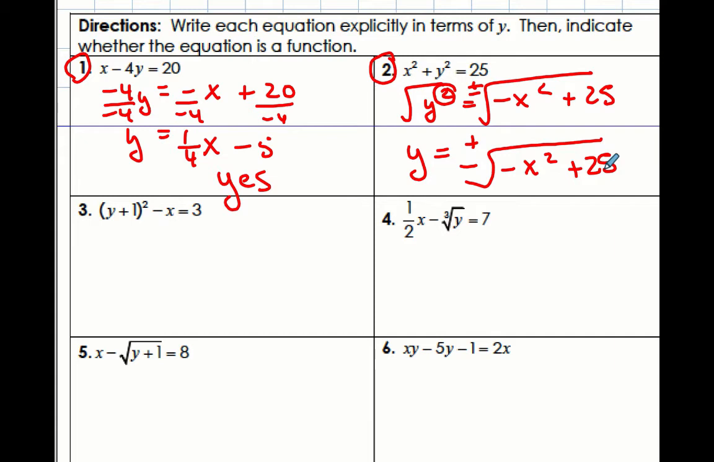So, is this a function? Well, if we went on our calculators and we actually graph this, we would see it graphs as a half circle and a half circle, which means it's not a function. So this would be a no.